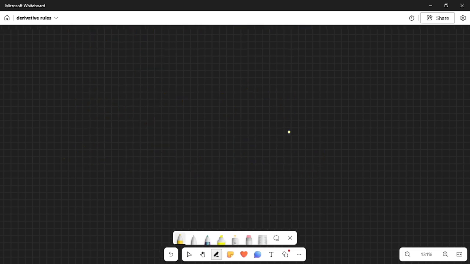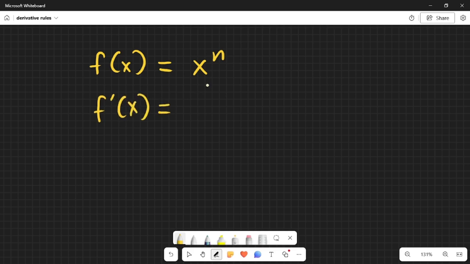Now for our next rule, which is the power rule, this is the formula for the power rule. If f of x is equal to x raised to n, then the derivative is the exponent multiplied by the base, and then you have to subtract the exponent by 1. A number and then exponent. All you have to do is take the exponent, subtract it by 1, and then multiply this exponent in front of the base.